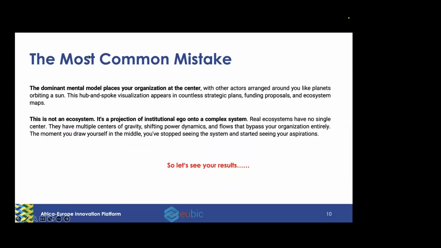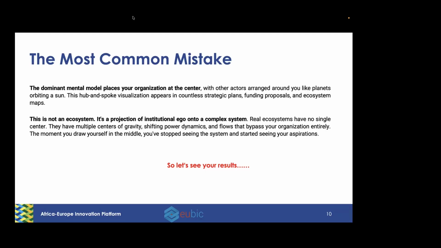Sorry, I was just one slide ahead. The common mistakes. I already mentioned in the beginning, in the interaction, that the dominant mental model places your organization in the center. That's what really happens, and this is the misunderstanding we naturally have in ourselves.